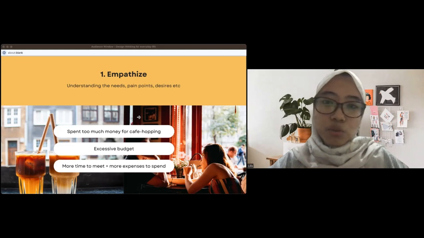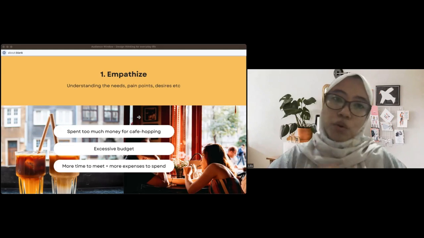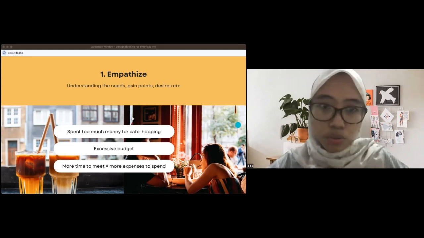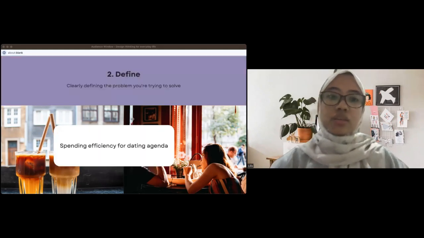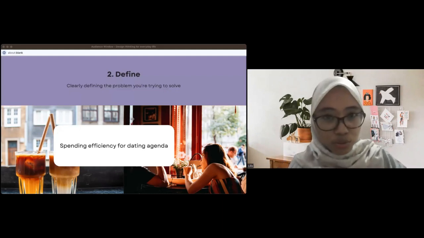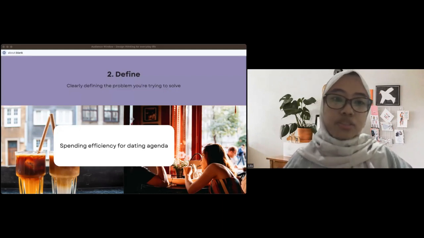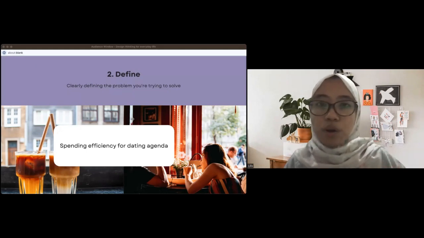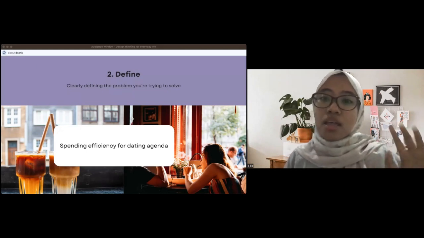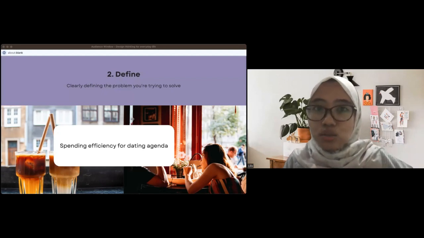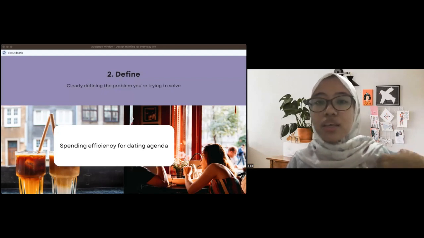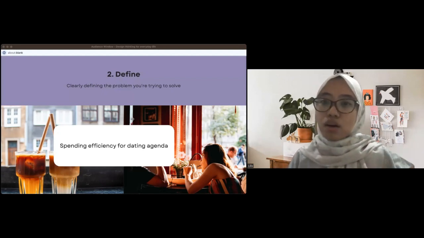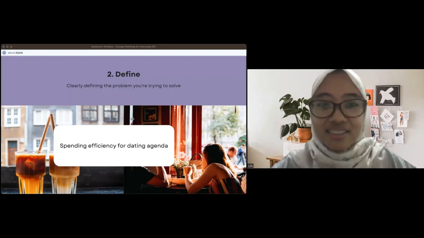So the empathize process is about understanding the need, pain point, and desire of the user you want to solve the problem for. And we move on to the define step. The define step is where you clearly define what problem you want to solve. And the problem we are trying to solve here is about spending efficiency for the dating agenda.